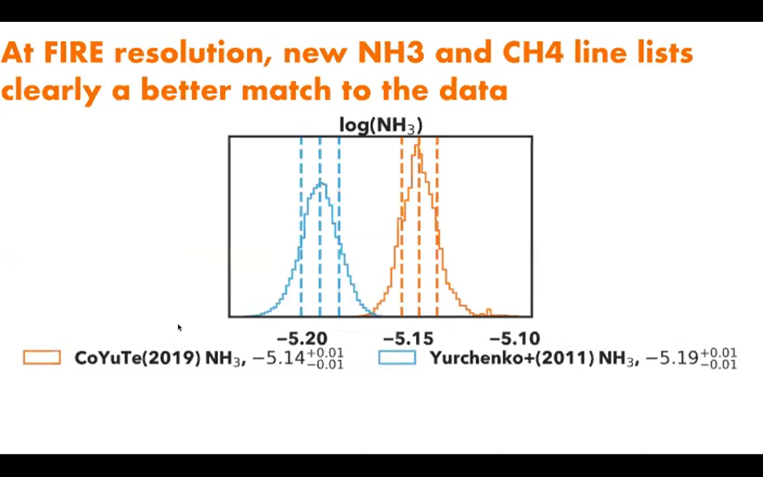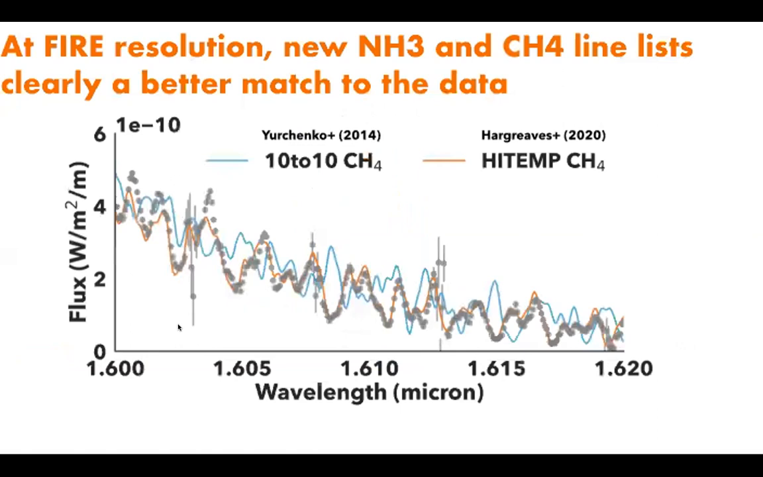However, the much more dramatic effect is when we change the methane line list that we use. So again, here's a plot of a different snippet of the FIRE spectrum. Those are the gray data points. And this is where we expect methane to dominate. And we have a model using the older 10 to 10 methane list from Yurchenko 2014 in blue, and then the updated high temp line list from Hargreaves et al. 2020 in orange.